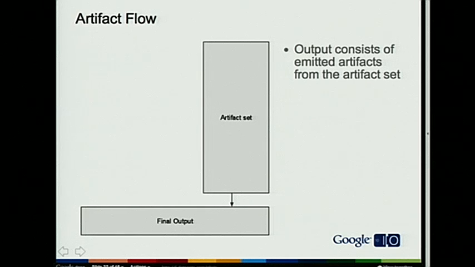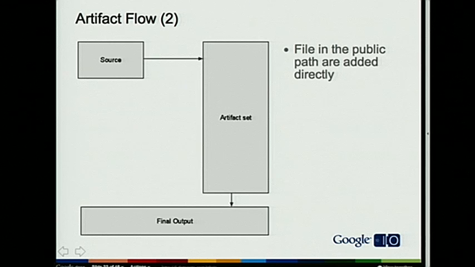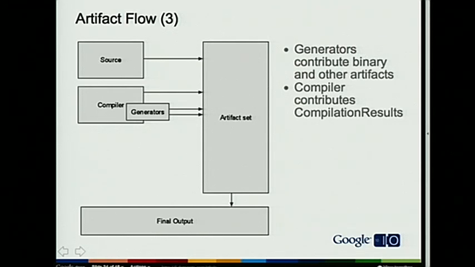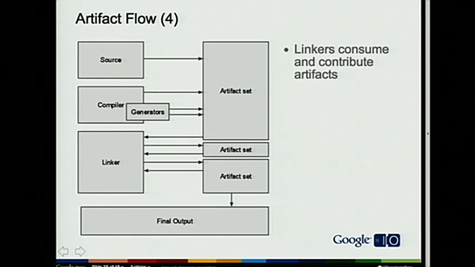So let's just quickly recap this, just so it's clear exactly what artifacts are and how they flow. The final output of your web application is basically emitted artifacts from the artifact set. The source code itself generates artifacts directly, files in the public path. The compiler, when it runs, outputs compilation results into the artifact set, and any generators that the compiler runs may emit their own artifacts. And finally, after the compiler runs, the linkers run, and linkers both read and write artifacts, and whatever's left basically at the end of this process is your web application.